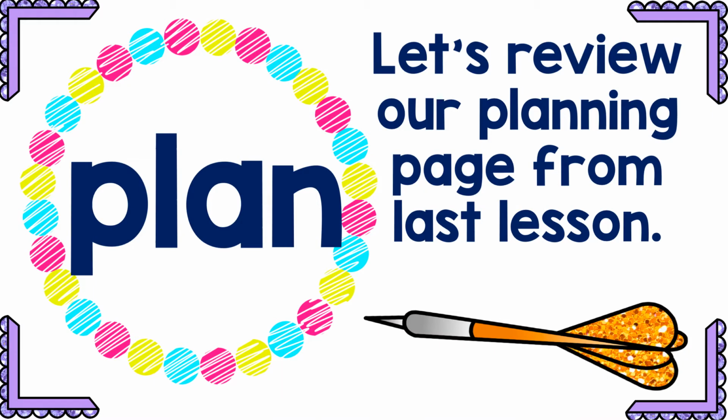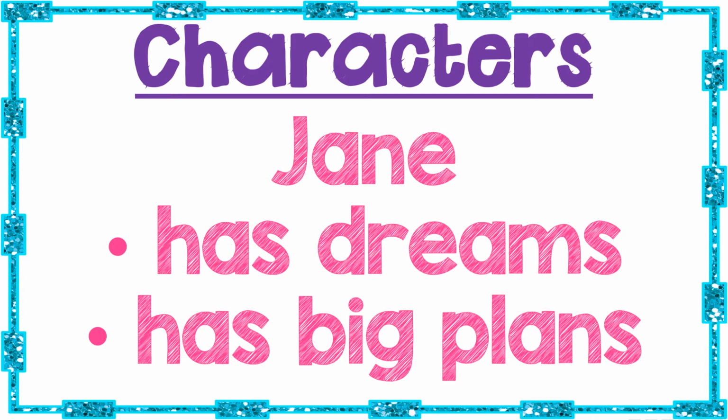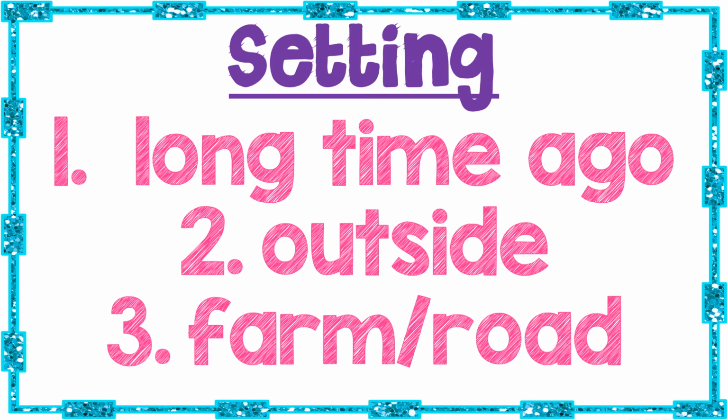Now planning is your first step. And yesterday we planned. We thought about our story. We looked at the different elements in the story, The Milk. So let's take a minute to review our planning page from yesterday. Our main character in the story was Jane. She had those big dreams and plans for that bucket of milk. The story took place a long time ago. It was outside, and she was on a farm and a road. We know she was on a farm because she talked about those farm animals. And she had that bucket of milk.